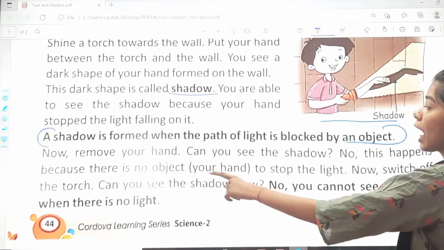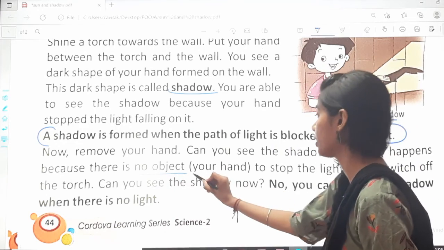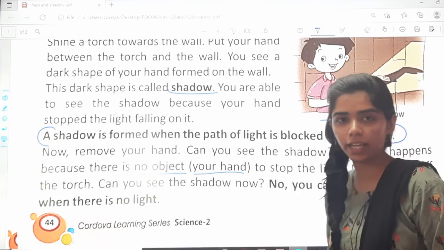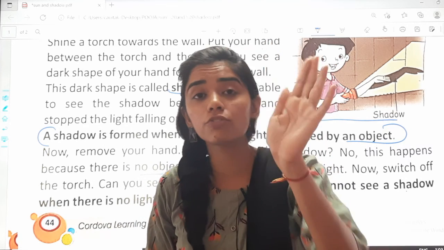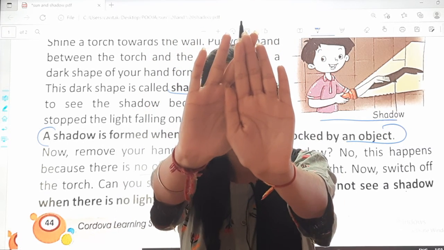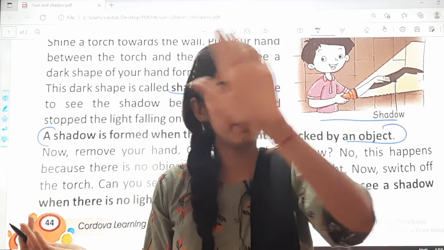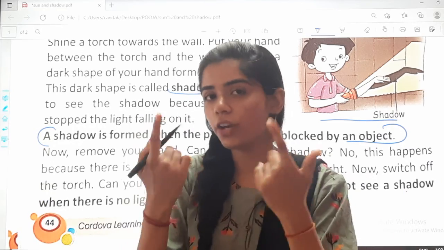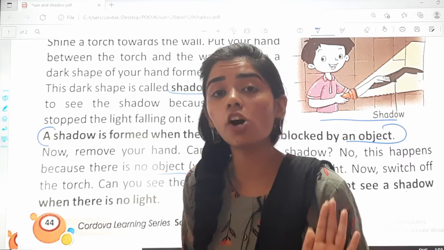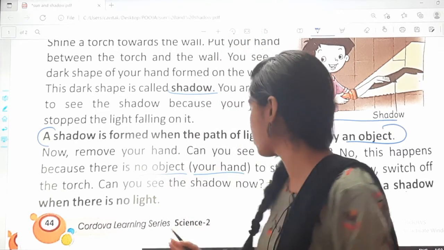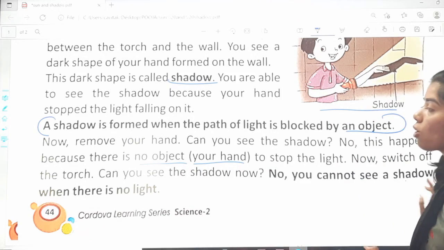Okay, this happens. Why? Because there is no object, that is your hand, to stop the light. See, as I gave you the example, if I put my hands in front of my face like this, you're not able to see my face, but as soon as I remove my hand, now you're able to see my face. So the same way, because there is no object, no hand, there will be no shadow.